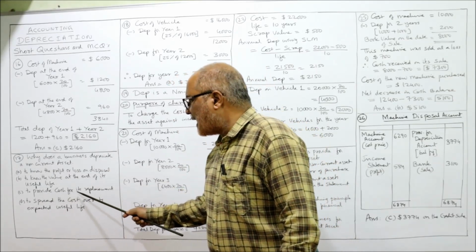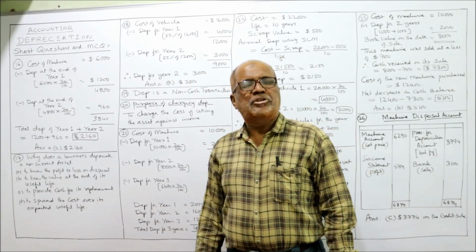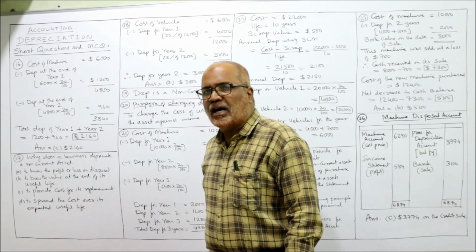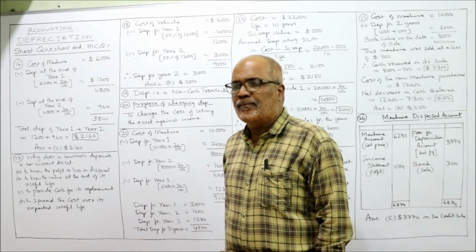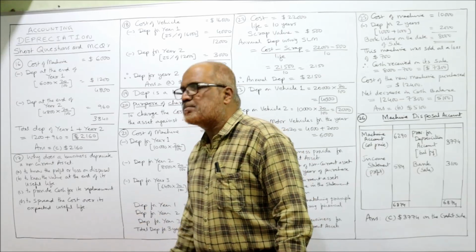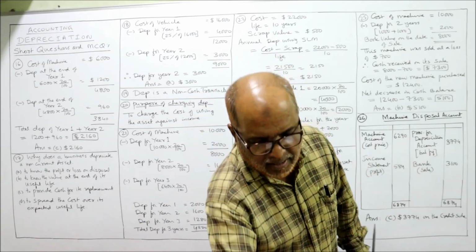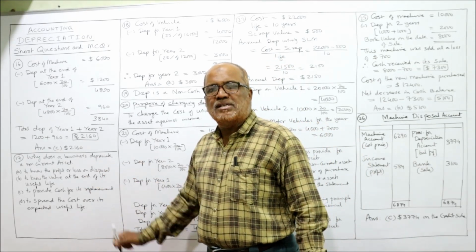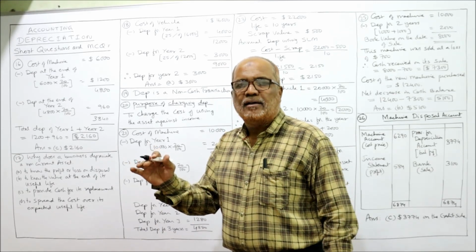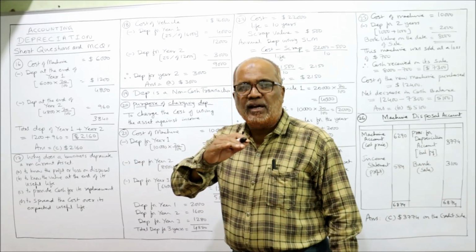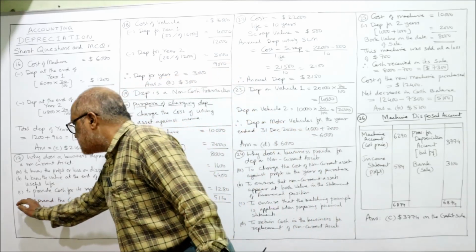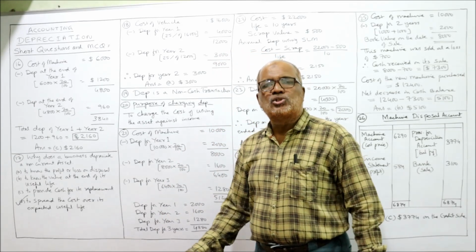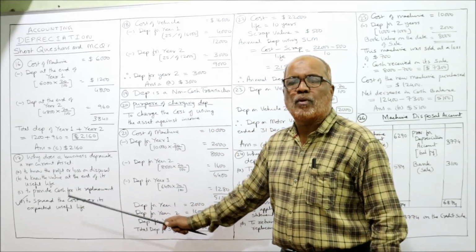Third one, to provide cash for its replacement. This is also not the objective of providing depreciation. So A, B, C is not the answer. Now D, the last one, definitely: to spread the cost over its expected useful life. It is absolutely right. The purpose of providing depreciation on business assets is to spread the cost of the asset over its useful life. The answer is D. That is the purpose of providing depreciation.